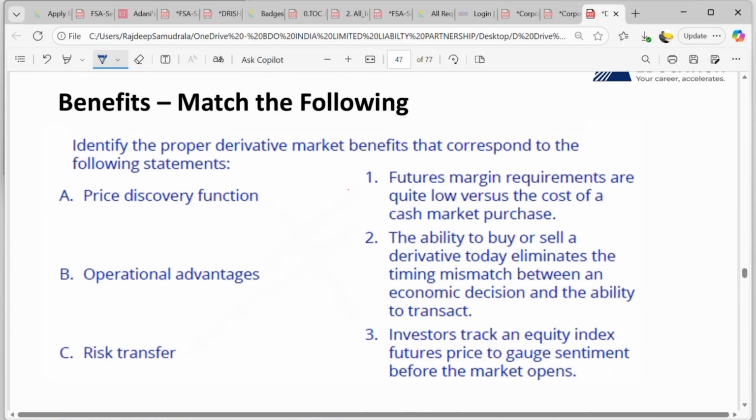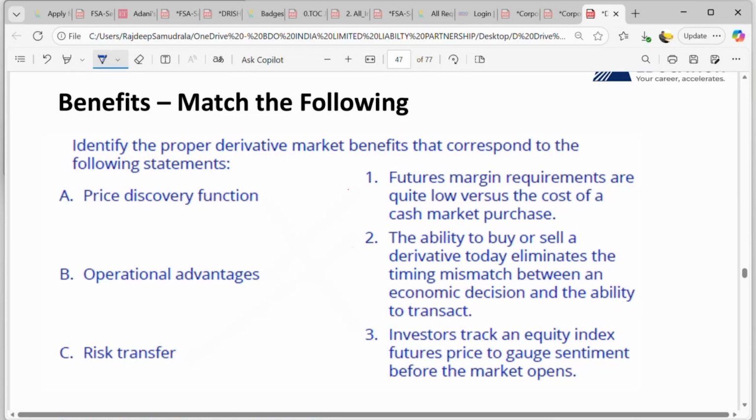Take a minute, guys, and do the matching. You can do it like this: A1, A2, A3, B1, B2, B3, and C. Take a quick minute and match it. Just tell me what's the answer for A, B, and C.